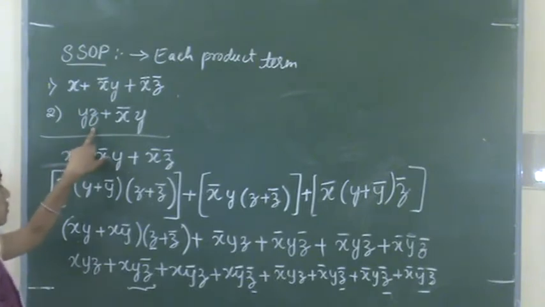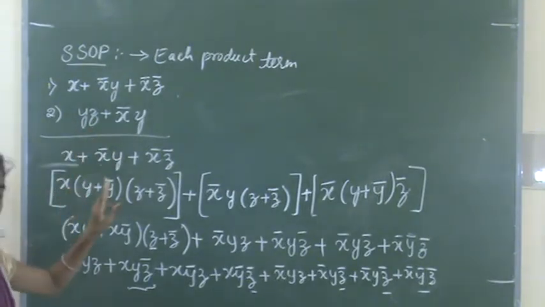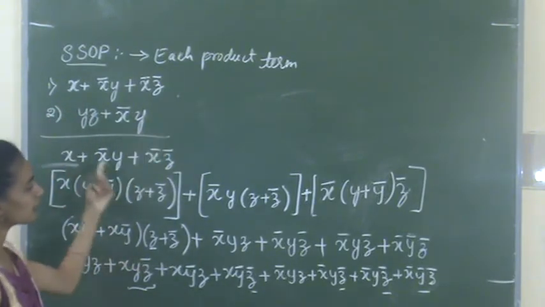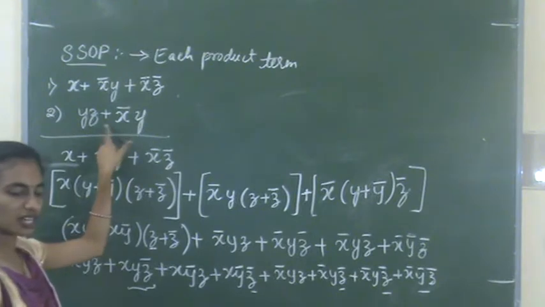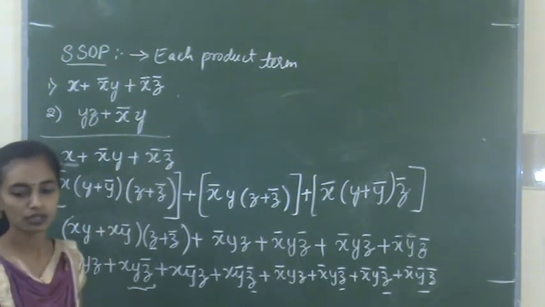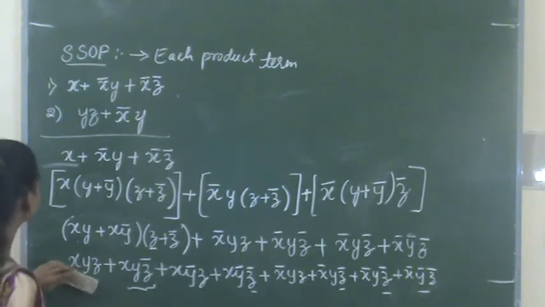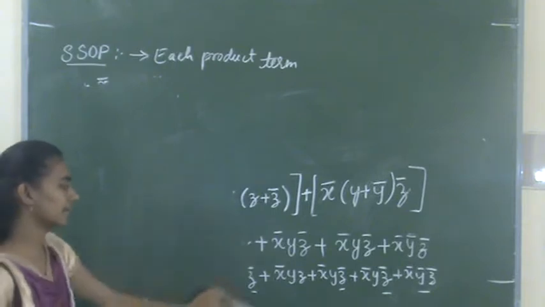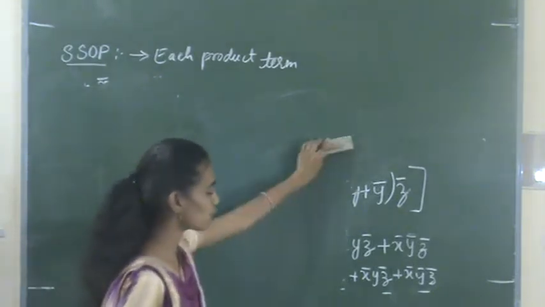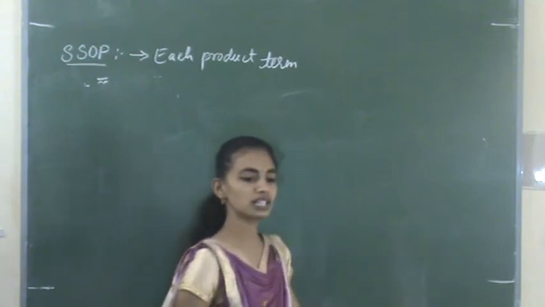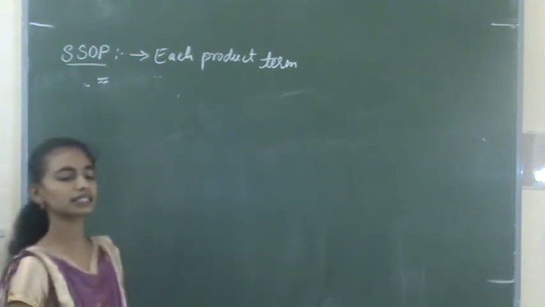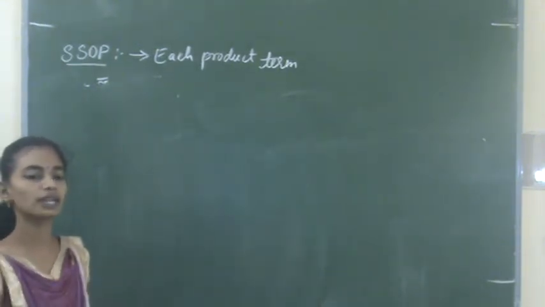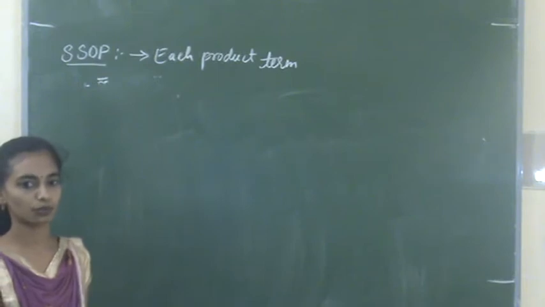So same as this also. In this also, we are using three variables. So here x is missing, here z is missing. So multiply that with this expression and then evaluate it. Okay. So like this we are evaluating the standard expression. When we say the expression is in the standard SOP form, it means each and every product term has all the variables in the function. Then only we call it a standard SOP expression.